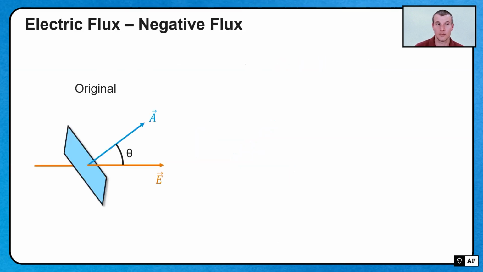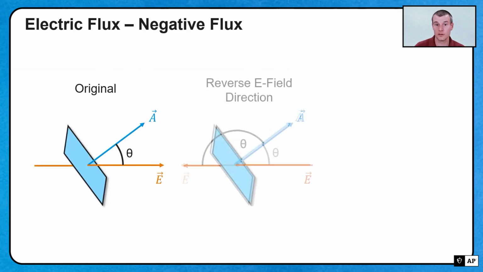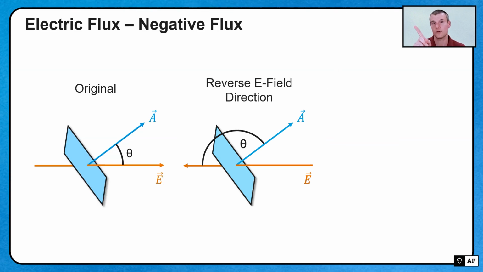Ponder that. If this is our original picture, one thing we can do is switch the direction of the electric field. We can make it go to the left, while the area vector is pointing upward and to the right. That's going to make them have a negative flux.